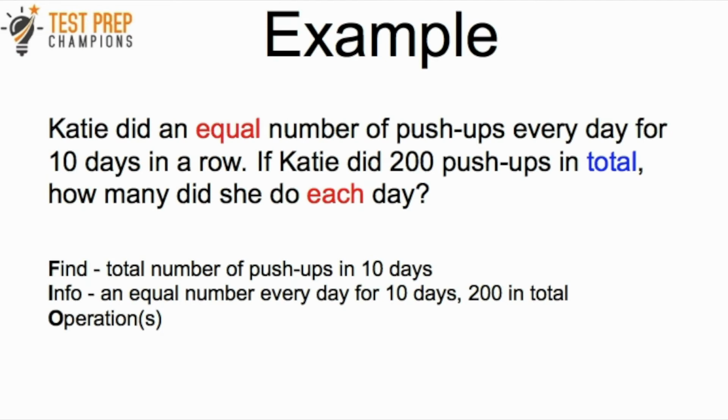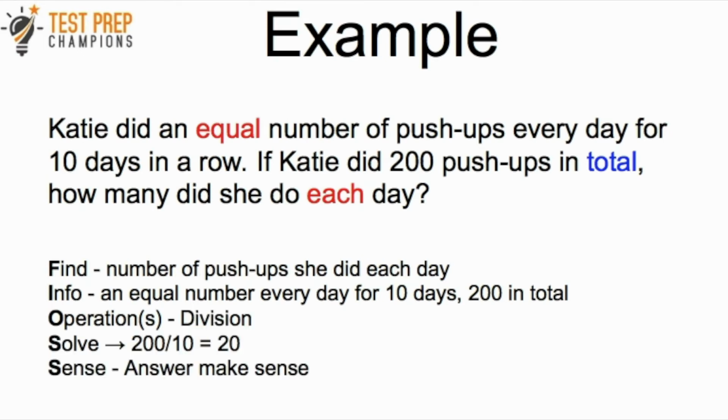Now remember before I said total could be a keyword for addition or multiplication, but we also see the keywords equal and each, which are keywords that suggest division. So this is why you have to think critically and not just assume the word total means you have to add or multiply, all right? So thinking critically here, how do we do that? Well, we want to, again, go back to what do we need to find? The total number of push-ups she did in 10 days, all right? So hopefully you see that we need to divide here in order to solve the question. So we're going to do 200 divided by 10, and that equals 20.